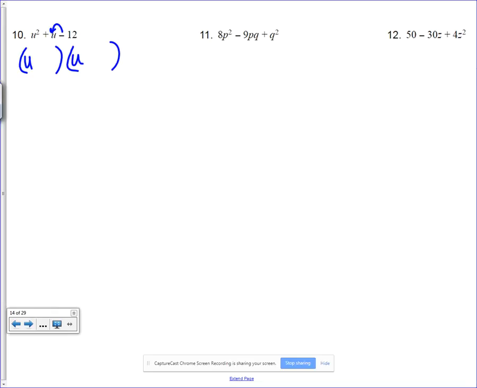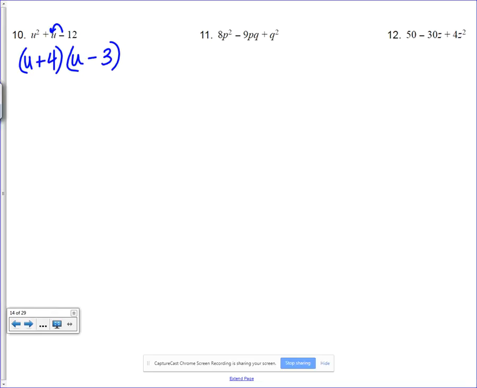4 times 3. If we are subtracting, does that mean same or different? Different. And the bigger one needs to be plus. What do we think? Pretty good? Yeah? Okay.